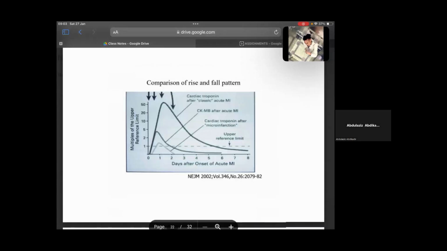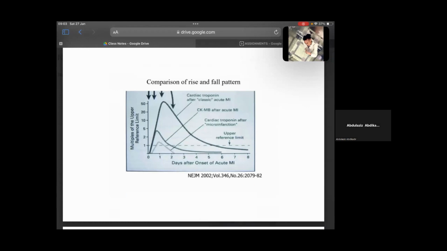This was the peak I was telling you. Look at the troponin. There's the classic peak, the big peak. Can you see the big peak? Then there's the smaller peak for the microinfarct, the reinfarcts.